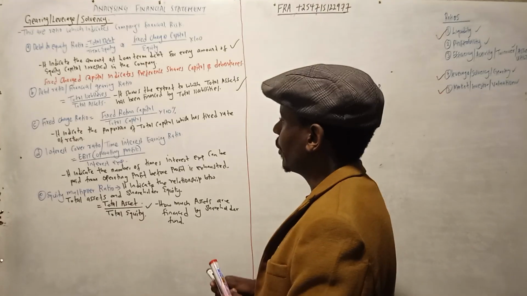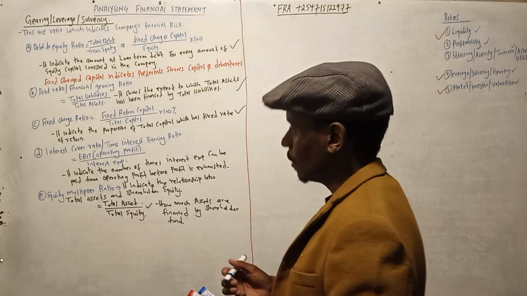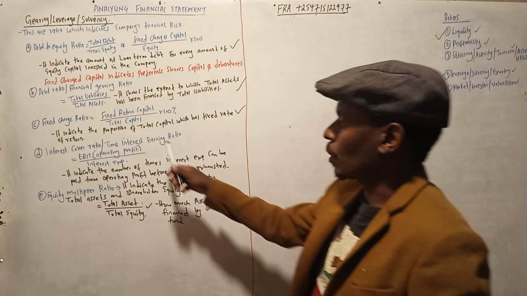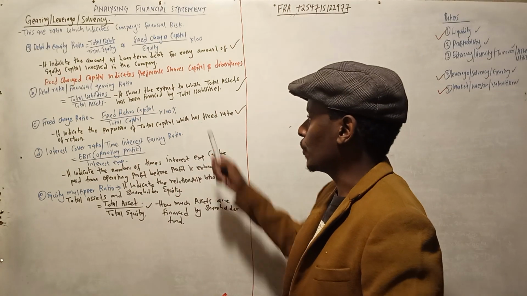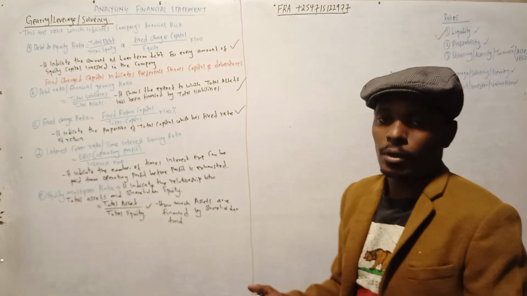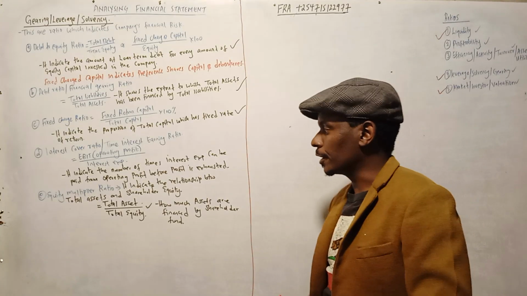Next, we have the fixed charge ratio, which is the fixed return capital over total capital. So it indicates the proportion of the total capital which has fixed return. So how much of our capital has the aspect of fixed return?